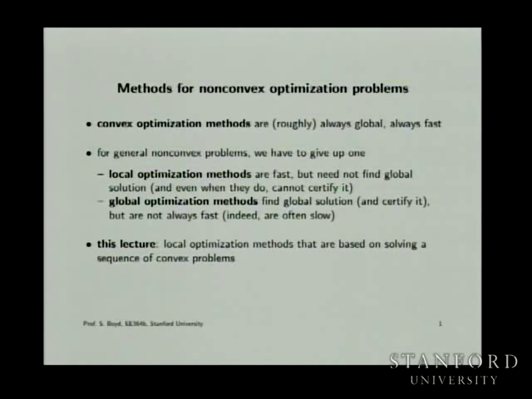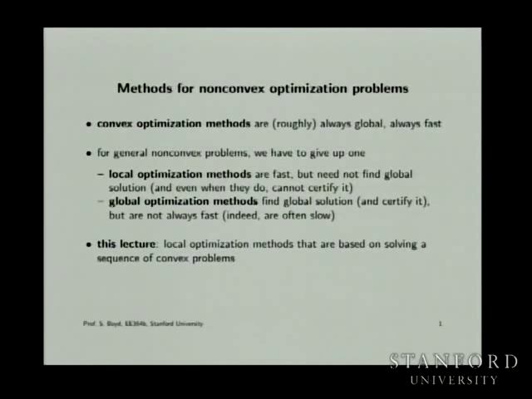Okay. Now, for general non-convex problems, you really have to give up one of these. Either you give up always global or you give up always fast. And these are basically the big bifurcation. I mean, there are things in between, but roughly, this is the idea. So, at one end, you have local optimization methods. Now, these are methods, they're fast. They're plenty fast. They're just as fast as convex optimization methods. But they relax what they mean by a solution. So they find some kind of a local solution to a problem. Might not be the global one, can well be the global one, but you won't know it. So that's a local optimization.